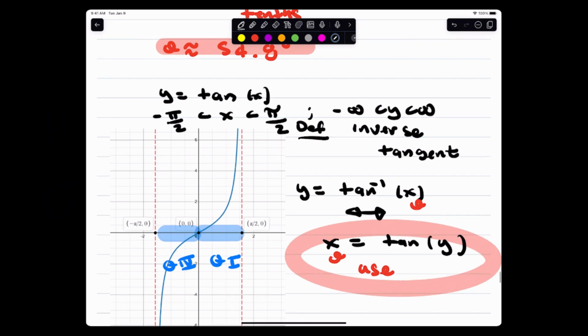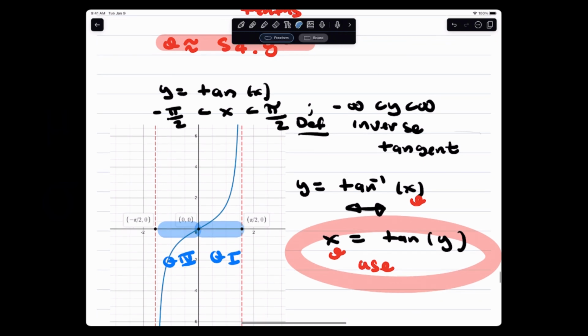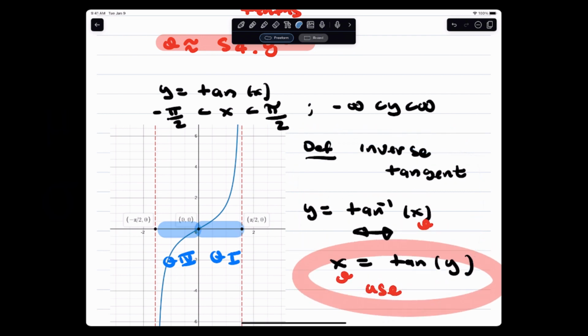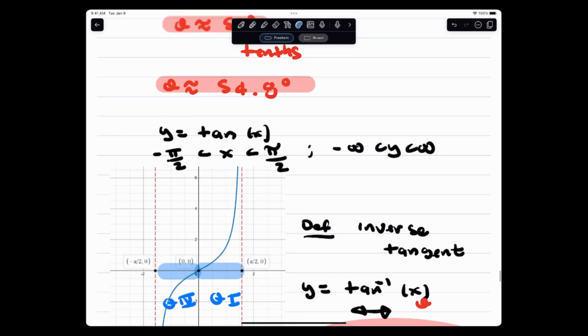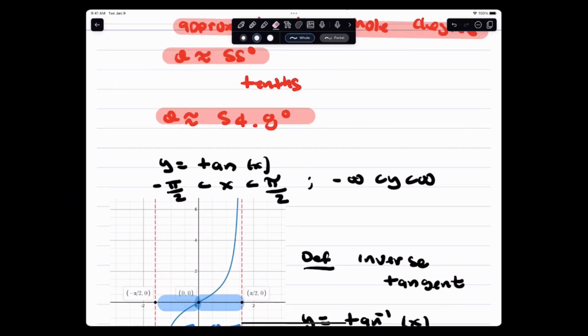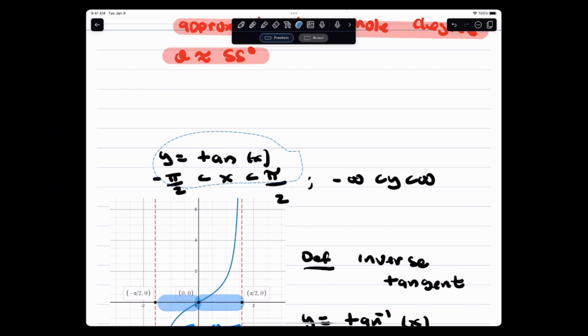Boy, that looks bad. I think I'll just do this. Okay, I get to move it around. Maybe.